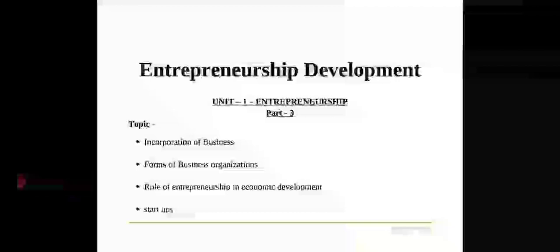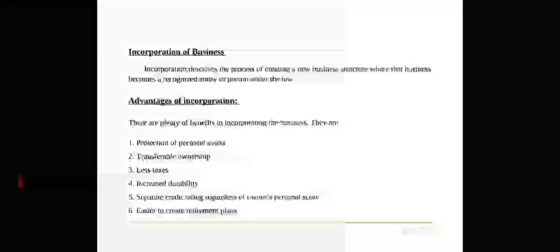The first topic is incorporation of business. Here, incorporation describes the process of creating a new business structure where that business becomes a recognized entity or person under the law. Once created, this new legal entity can be treated separately from its founders or shareholders.